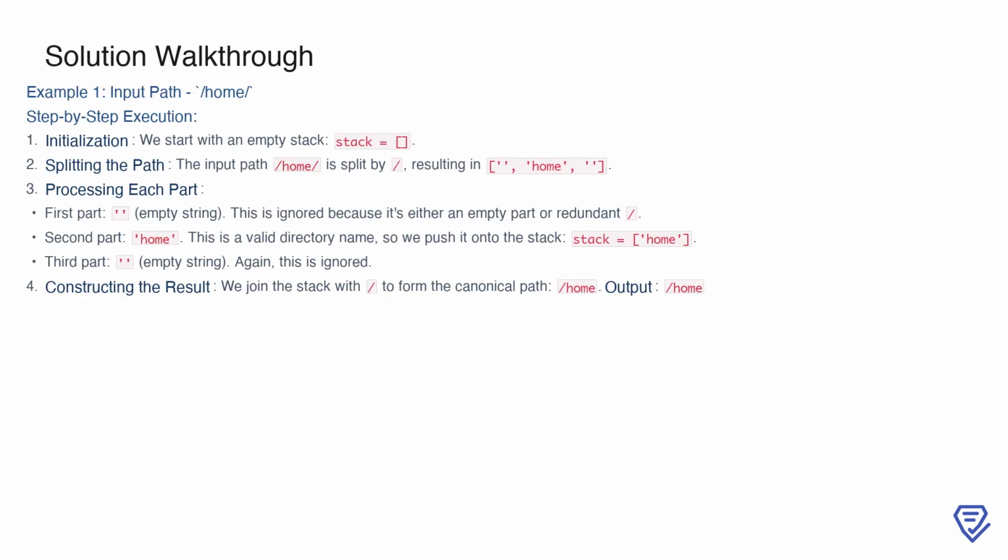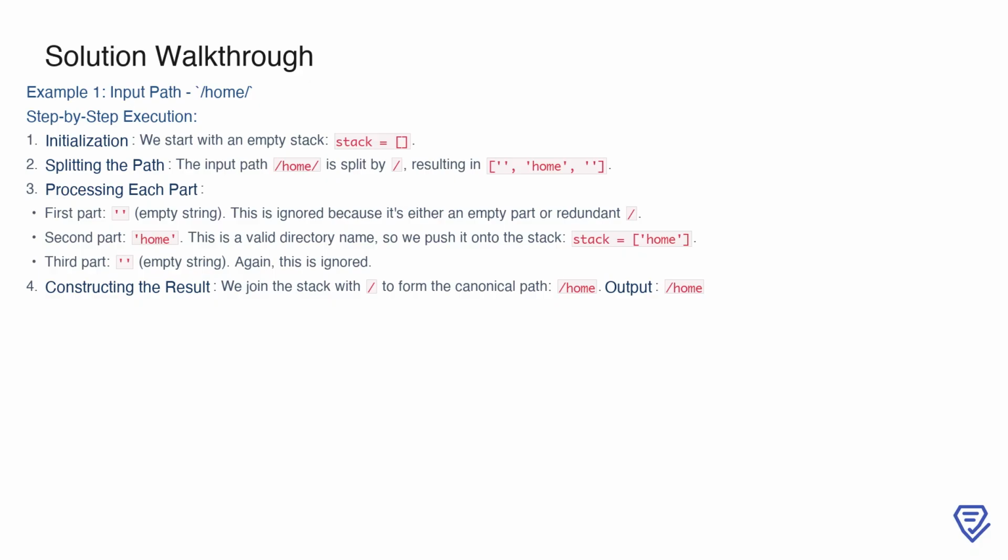To simplify the path /home/, we first initialize an empty stack, which will help us build the canonical path step by step. Next, we split the input path by the / delimiter, which results in the array, empty string, home, empty string. Now we process each part of this array. The first part is an empty string, which occurs because of the leading or trailing /, and we ignore it as it doesn't represent a valid directory.